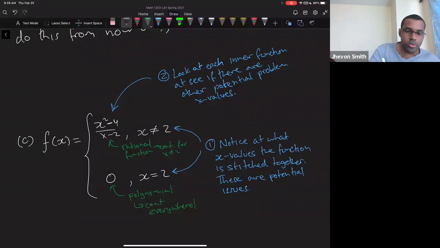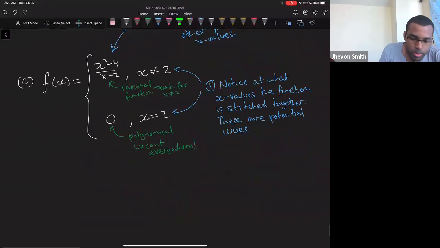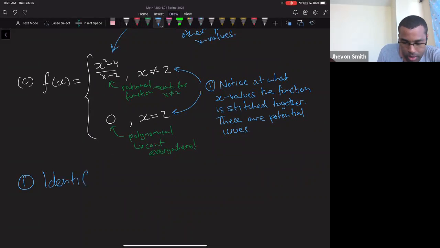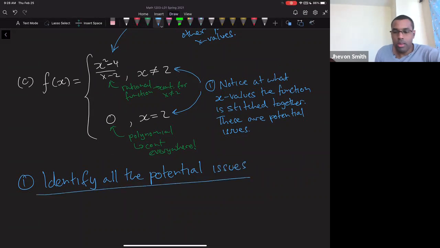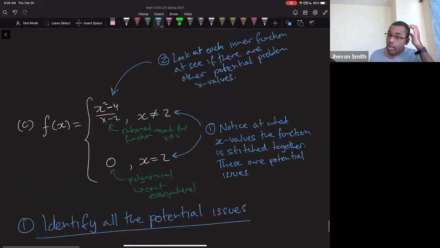So what you want to do first is identify all the problem spots. So that was step 1. Identify all the potential issues. Okay. And that comes down to, especially in a piecewise function, you have to see what are the x values where it's stitched together, and then you're going to look individually at each function.